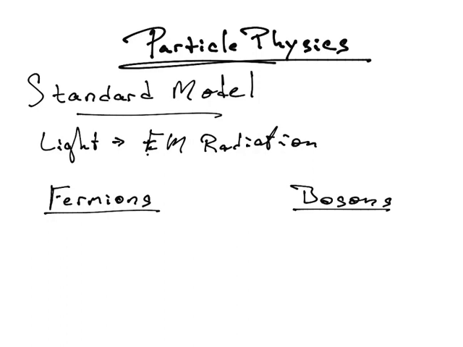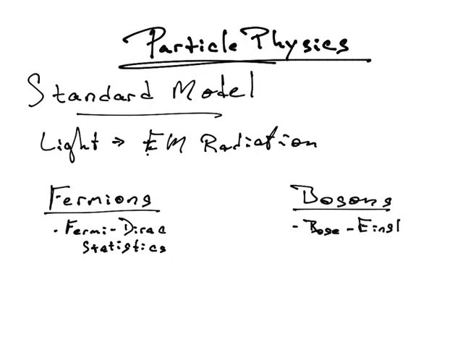And they're called this because the fermions obey what's called Fermi-Dirac statistics, which basically is a mathematical way of describing how they interact, whereas bosons obey Bose-Einstein statistics. And the biggest difference between these two is fermions. You cannot have more than one fermion in the same quantum state.